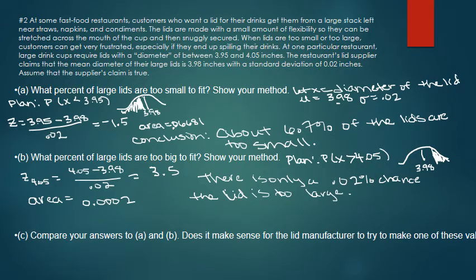So compare your answers A and B. Does it make sense for the manufacturers to try to make one of these values larger than the other? Alright, so if more lids were too large, then there might be more spills, right? You'd put your lid on, you'd think it fit, and maybe you'd lift it up by the lid and it'd spill everywhere. If it was too small, you probably would throw it away and get another one. So that's kind of what they're banking on here. So does it make sense? Yes.